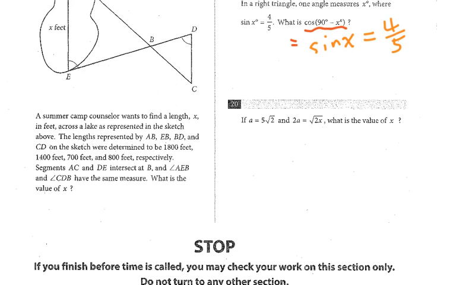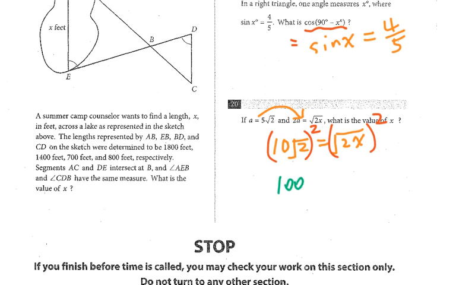For number 20, we need to plug in a into this function. You will get tan of square root of 2 equals square root of 2x. Then you need to square both sides. When you do the square, 10 squared will be 100, and square root of 2 squared will be 2. Then you get 2x. Therefore, x will be 200 over 2, which is 100.